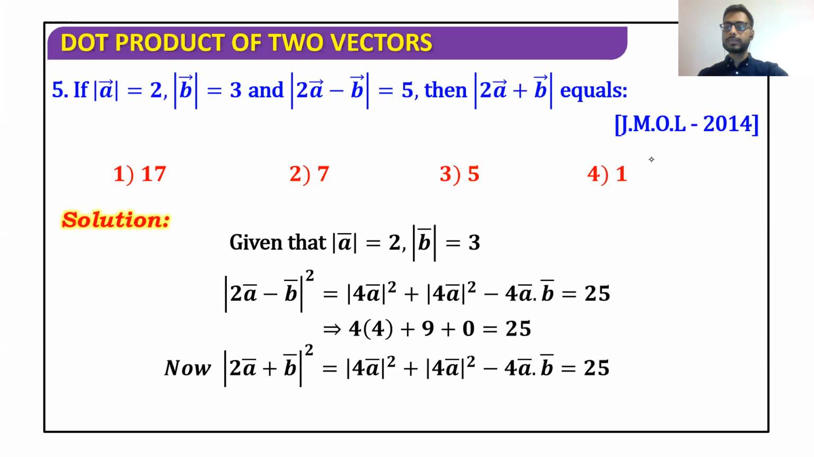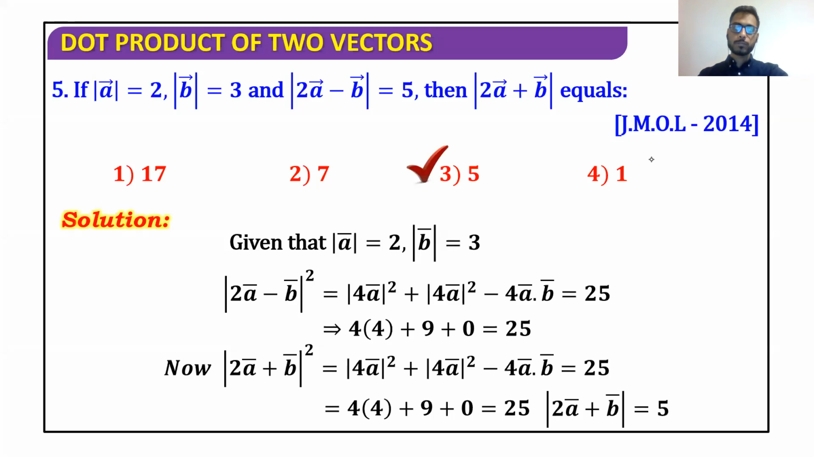I have the value of 4a square, which is 16. I have the value of b, and I have also found the value of 4ab. The value of 4ab was 0 from the previous 2a minus b equation. Equating, I get the value of 2a plus b the whole square as 25. Taking square roots, the value of 2a plus b is equal to 5.